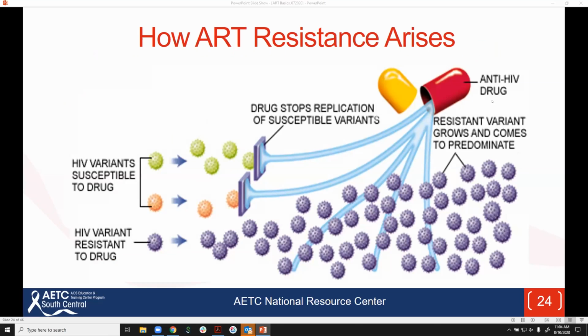Here's what I'm talking about. If I have someone on antiretroviral therapy, but let's say it's not adequate therapy, so it has low levels or maybe the wrong drugs, I might block some of the HIV that's susceptible, but some of the HIV that have mutations against the drugs they're being exposed to will start replicating and have that competitive advantage. And so then it will be harder to treat that particular virus.